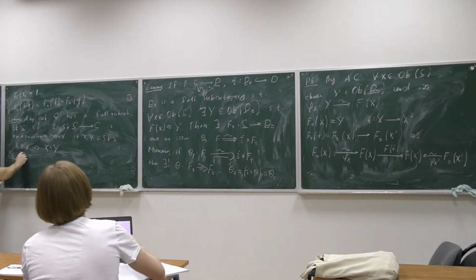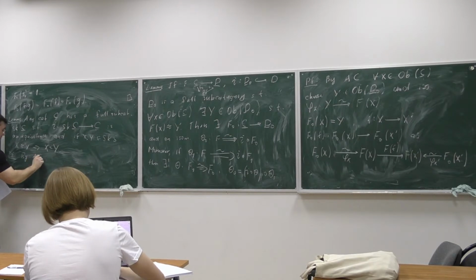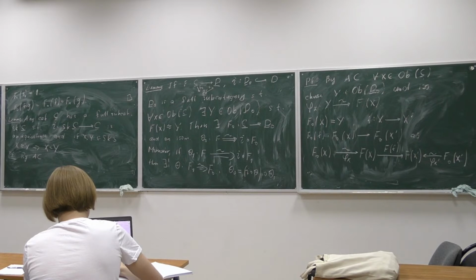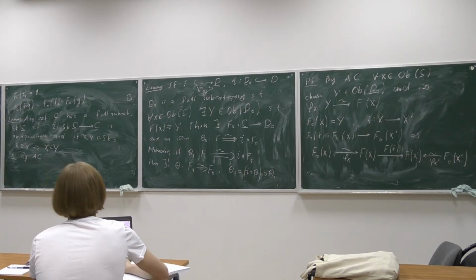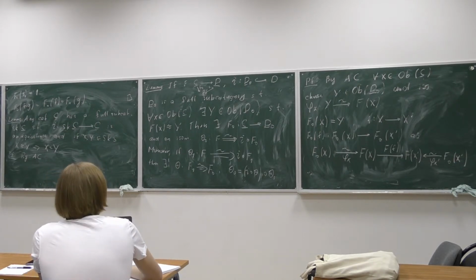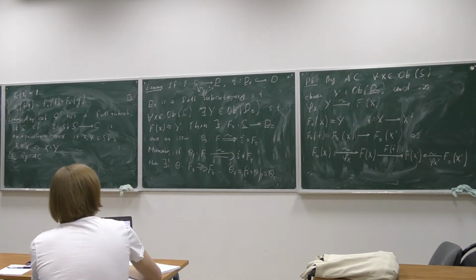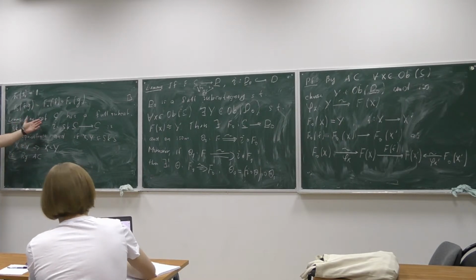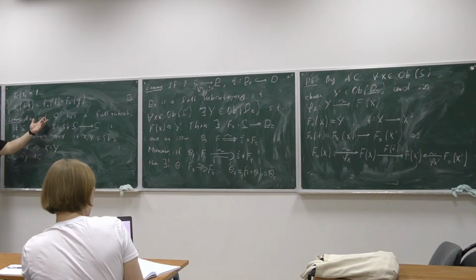Full subcategory means that the embedding functor is full. You can say it this way, yes. Also, full subcategory means that you just choose some objects, and the homesets on these objects are exactly the same as the homesets in the category C.